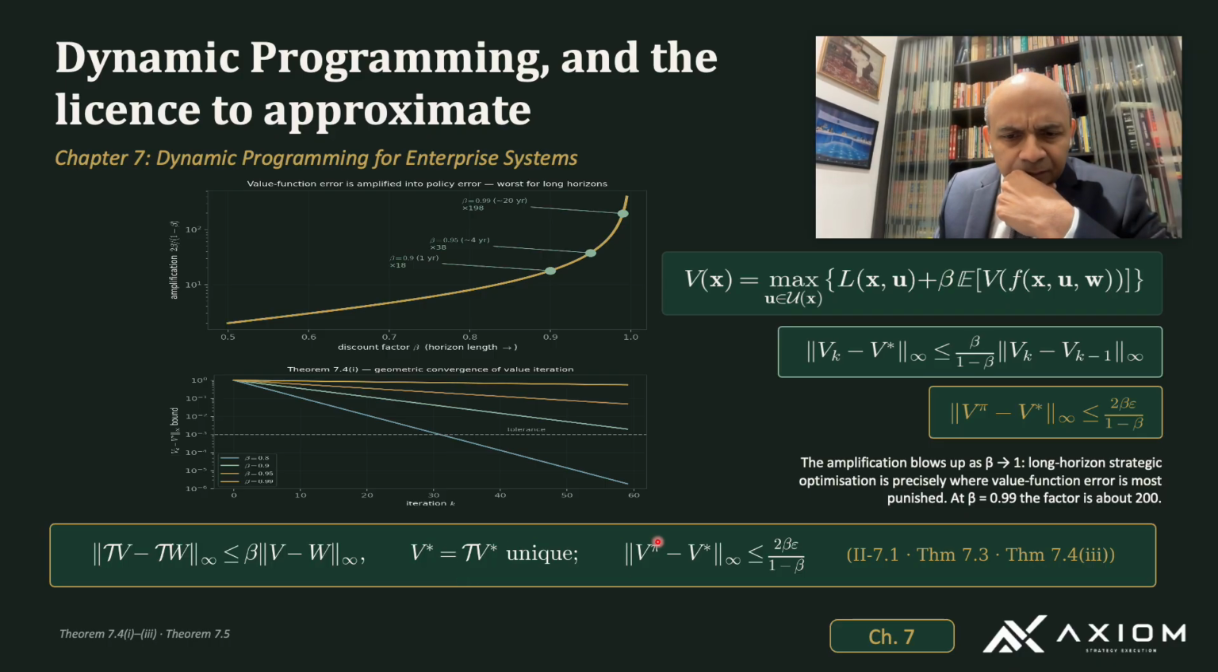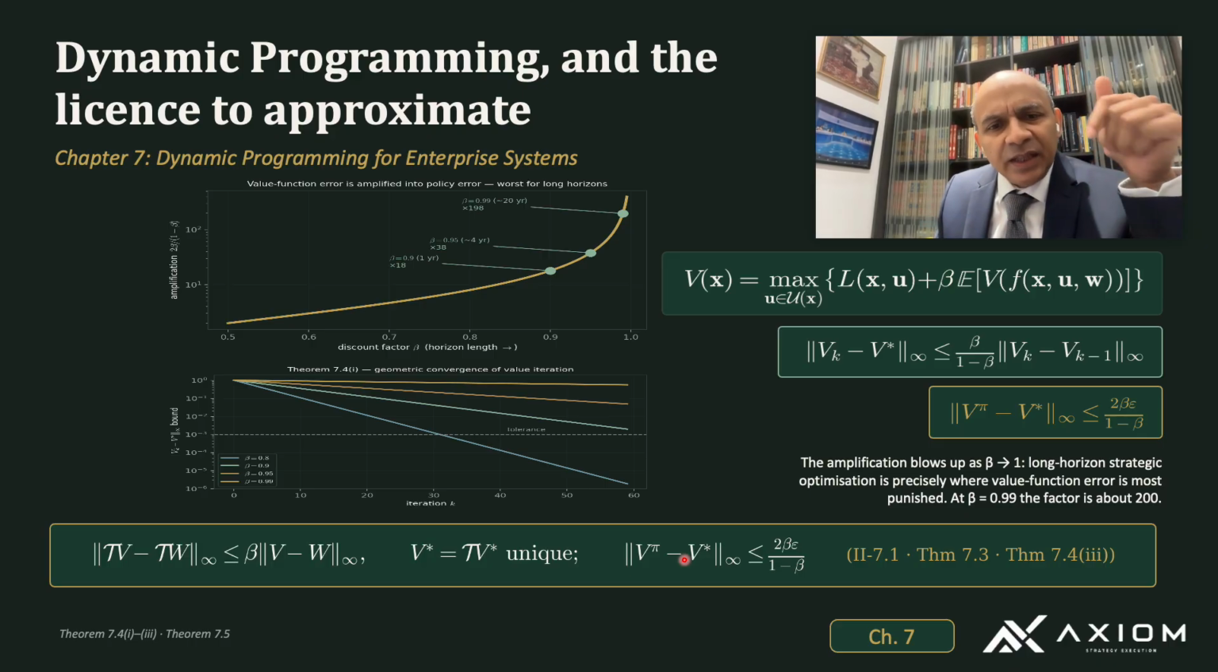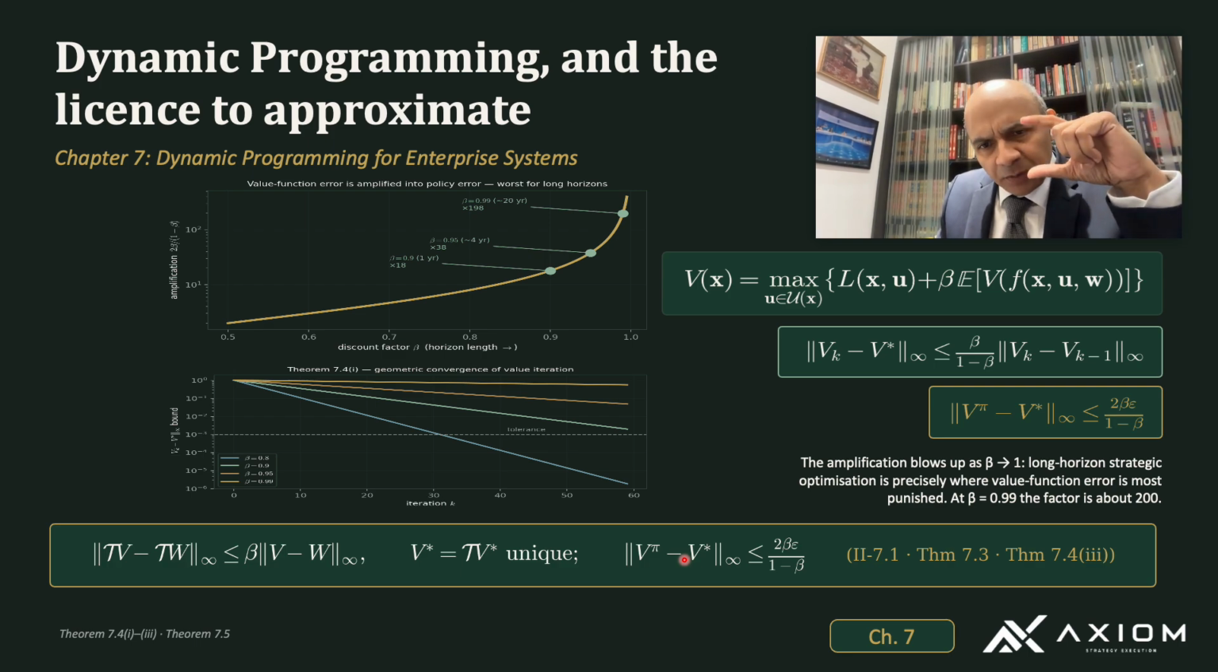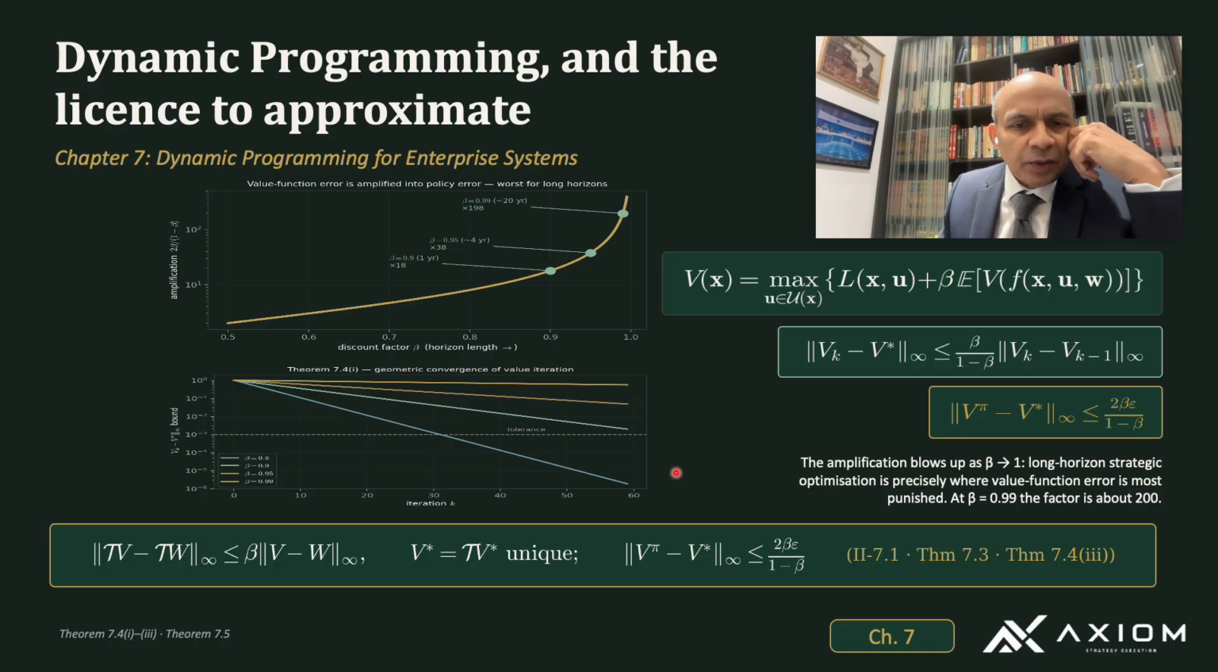The final bound, represented over here, says that if the value function used to construct the policy is within epsilon of V star, the resulting greedy policy is also provably close to optimal. Because the Bellman operator is a contraction, the Banach fixed point theorem guarantees a unique optimal value function and geometric convergence to it. Approximate value functions also produce policies with a bounded loss from optimality.